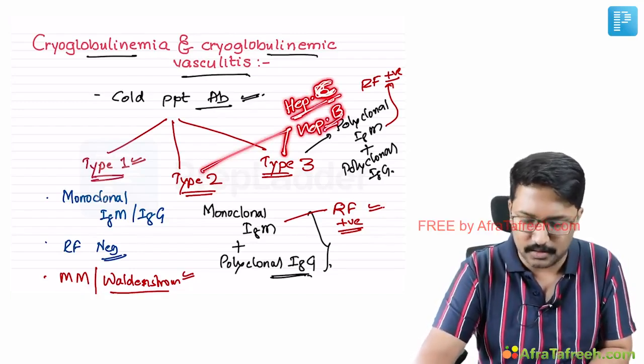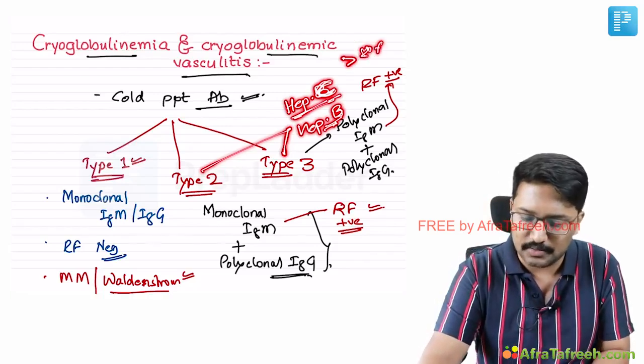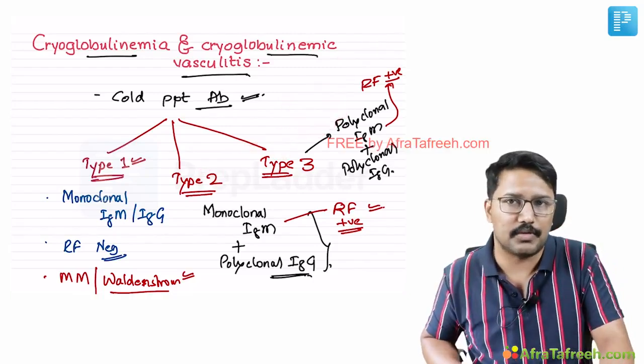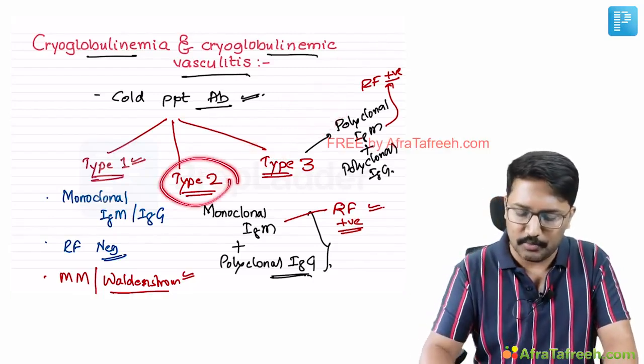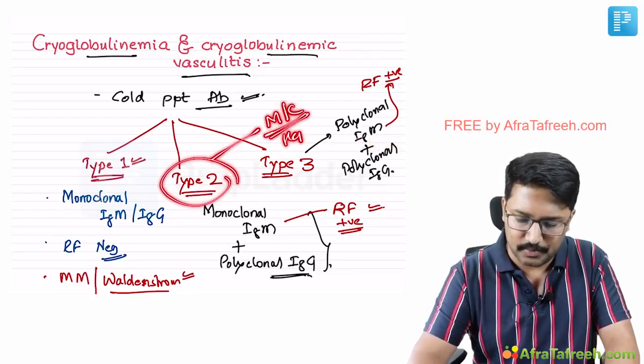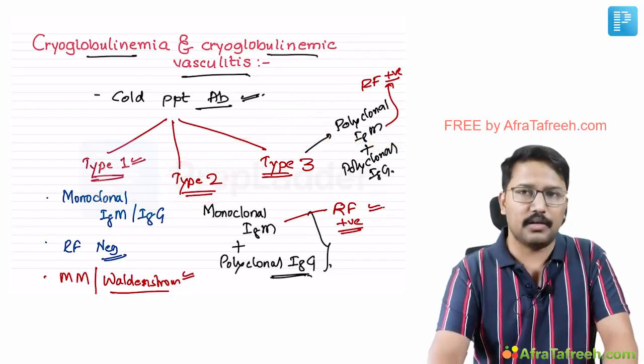It is not exclusive, cryoglobulinemia is not exclusive to hepatitis C, but more than 80% of the patients have hepatitis C, right? So they have either type 2 or type 3 cryoglobulinemia. Among type 2 and type 3, it is type 2 which is most commonly seen in hep C patients, right? So that is about cryoglobulinemic vasculitis.